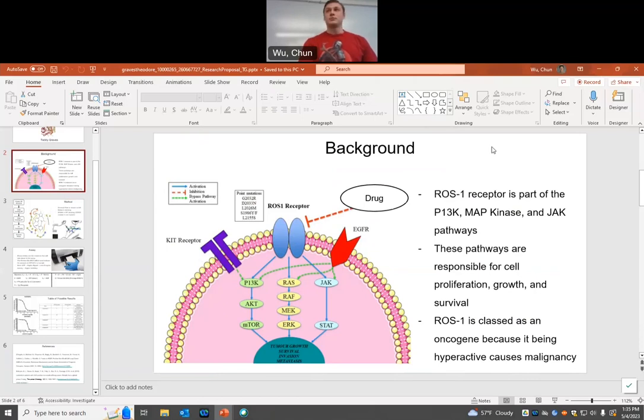Why is this pathway important? This pathway is responsible for general cell survival and proliferation, so to keep dividing. This is the pathway that, when it becomes mutated and overactive, the cells keep dividing and cause cancer.